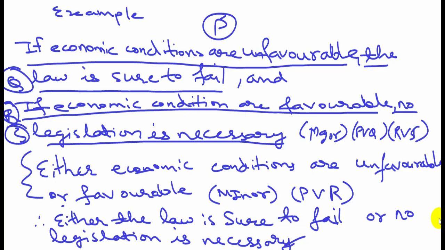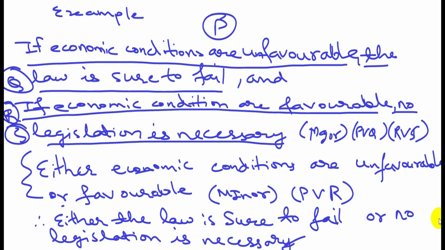In this dilemma, both the premises are fallacious. If economic conditions are unfavorable, the law is sure to fail. The consequence in the major premise do not follow from the antecedent. Even when economic conditions are unfavorable, the law may not fail. So what it says is, if economic conditions are unfavorable, the law is sure to fail.